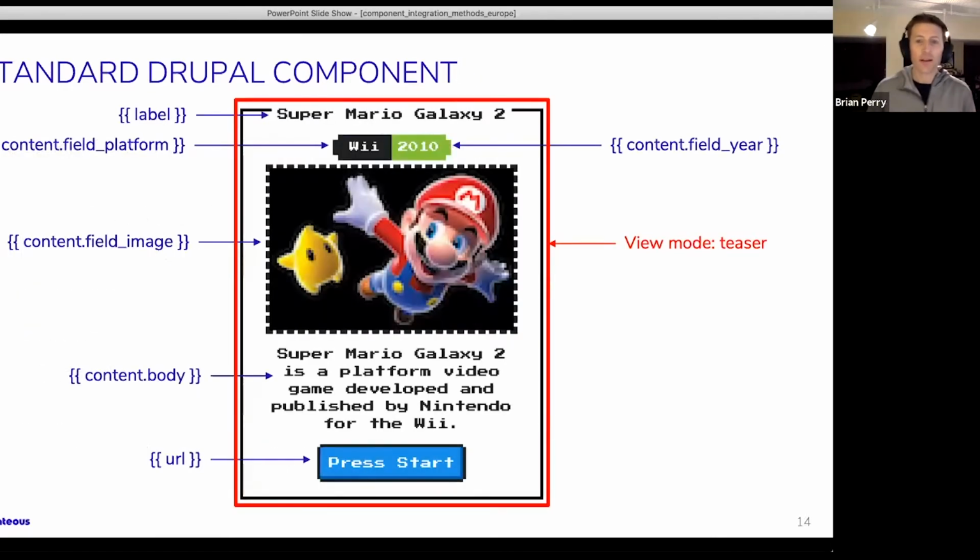Just a quick look at our container from the perspective of a standard Drupal component. We're going to be using a teaser view mode to represent this. And then we also have a game content type with a number of different fields. And this is how they map into the slots we have in our component. So label is the title, there's content field, platform, image, body, and so on.